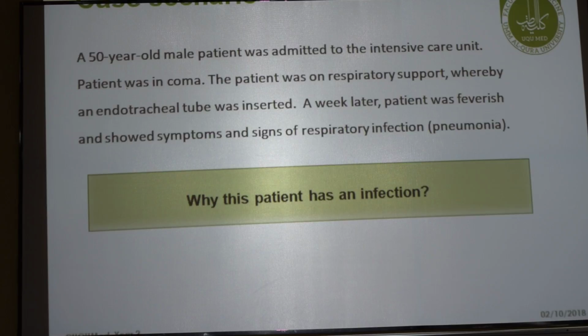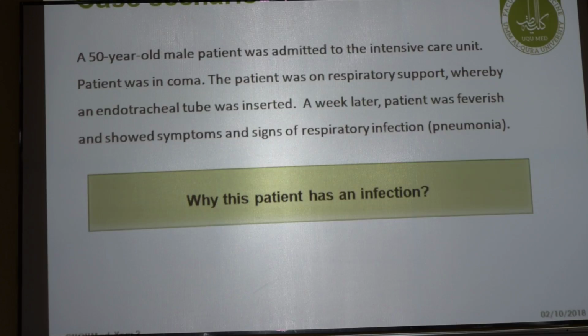Yes, please. The respiratory system is not working well. Anyone else? Yes, please. Okay, so your colleague is saying that it is because of putting in the endotracheal tube. Do all of you know what an endotracheal tube is? No? Have you heard of endoscopy? Yes, it's a camera inserted, and the endotracheal tube is actually the first step.